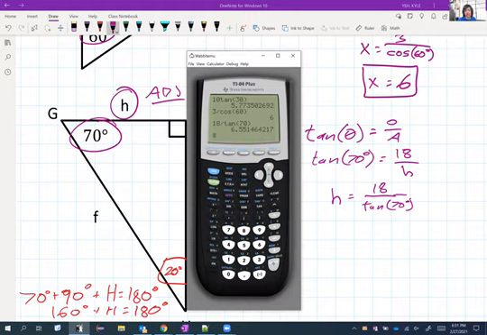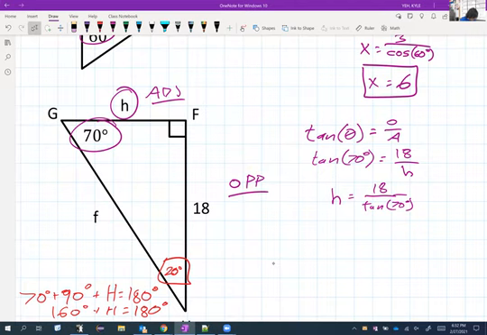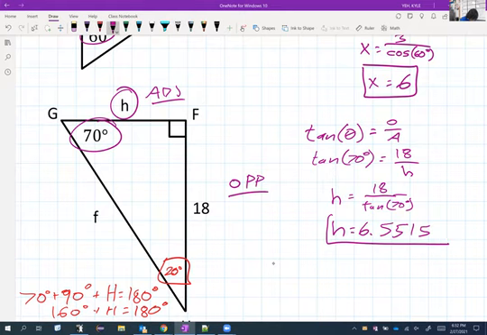6.5515 if we round that 4 up because of the 6 after it. So H equals 6.5515. Does that look realistic? It looks a little bit small from the picture, but again, never trust a picture. I know that it's across from the 20-degree side. The 20-degree is really small, a small angle, so we should get a pretty small side compared to the 18. 6 seems reasonable. Now let's find F.